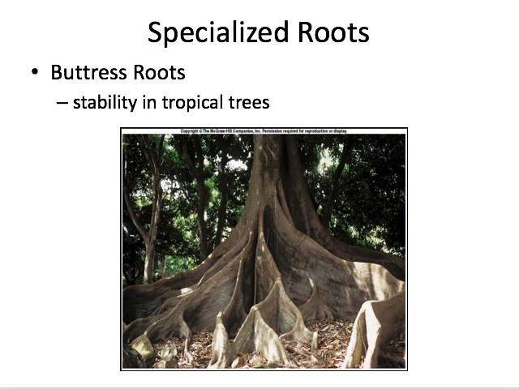Next up is a buttress root. These provide stability in tropical trees. In tropical systems, again, remember there's lots of waterlogged soils. There's big storms with lots of rain and wind. So these buttress roots help keep these trees from falling over when there's a big storm.